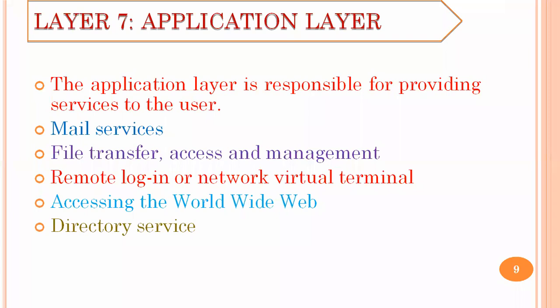And last is the application layer. So the application layer is the user interaction layer, like your Google portal or your Gmail portal will be the application layer. This is responsible for providing the services to the user. All the tasks of the other 6 layers happen at the back end, whereas the application layer will interact with the user. So mail services are being implemented, file transfer and access and management is there. Remote login or network virtual terminal, like you will use AnyDesk software by which you remotely access other systems.